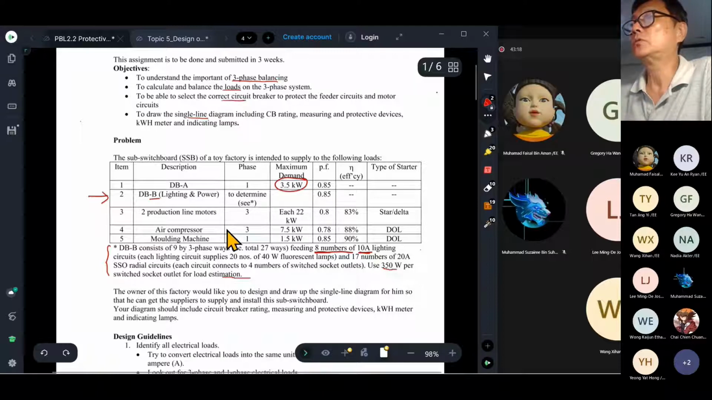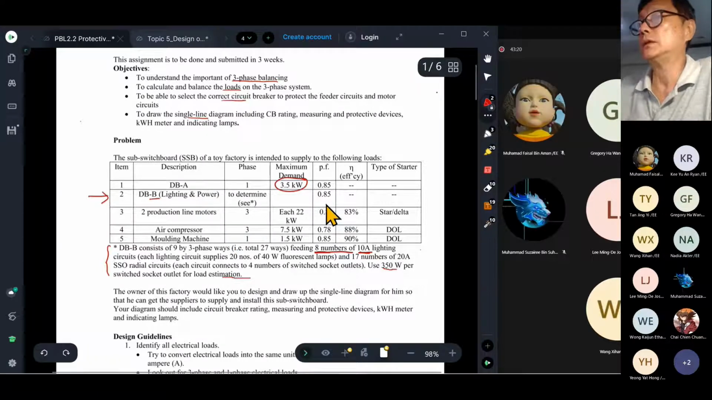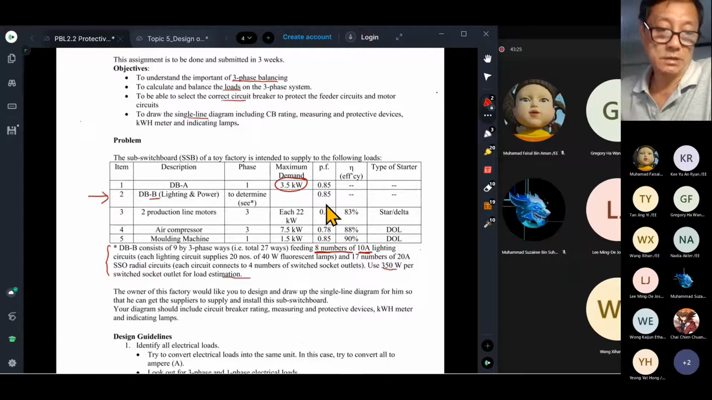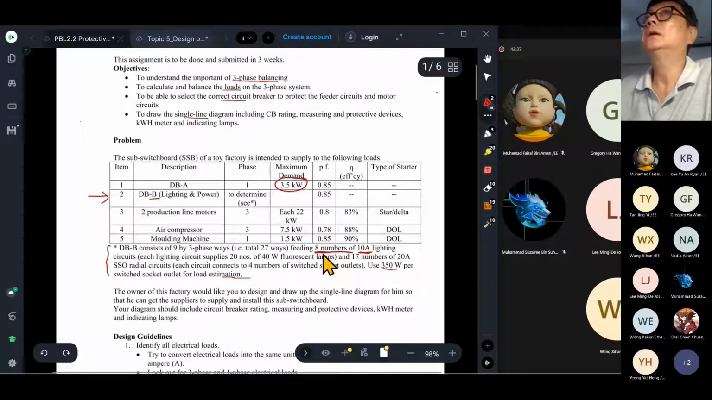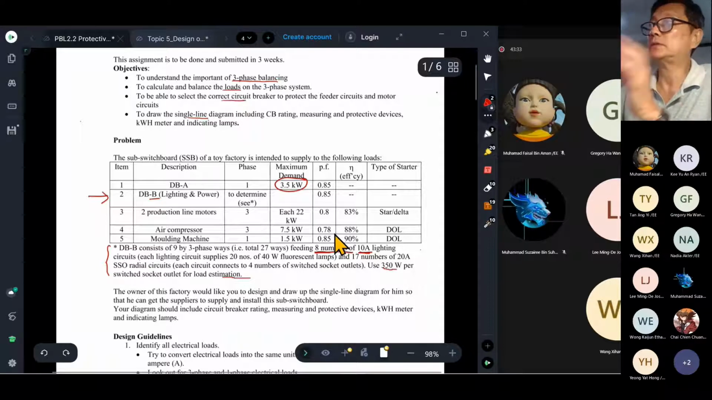So what's happening now is that I am given the number of circuits in this switchboard. So the best thing to do, every time somebody gives you something like this, the first thing to do is to sketch out for yourself how the single line diagram would look like first. So you have some idea first. So that's the way to go, right?